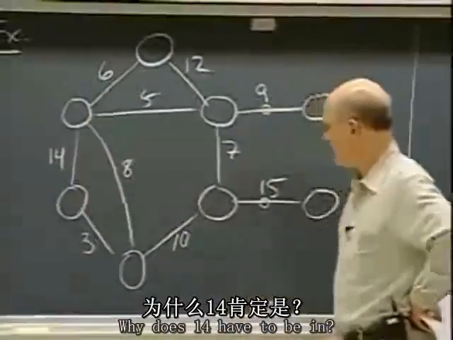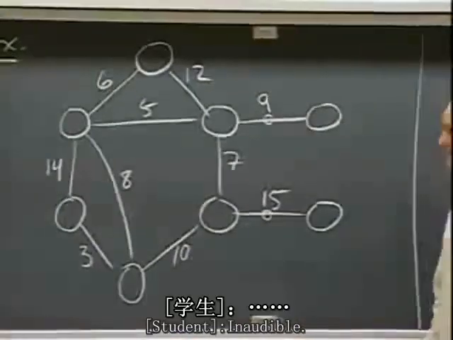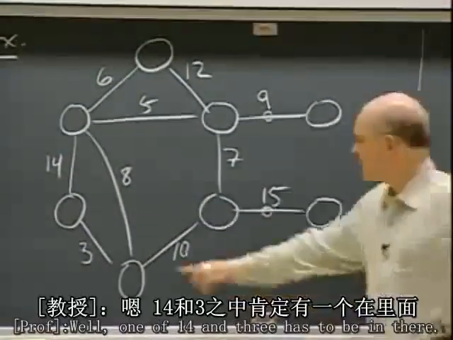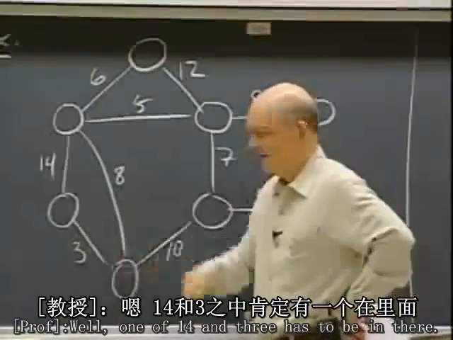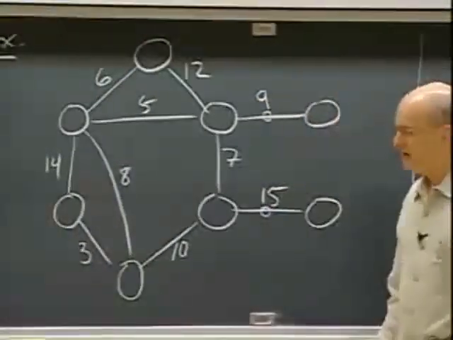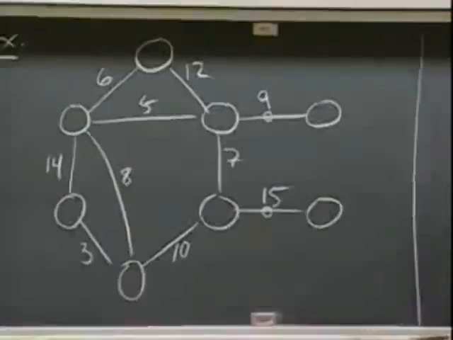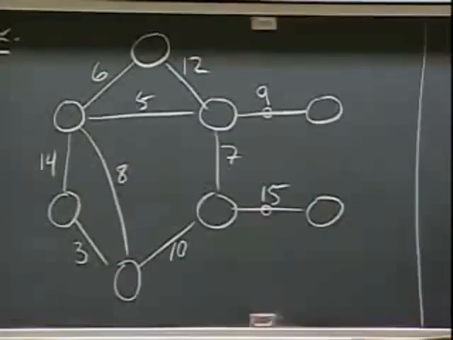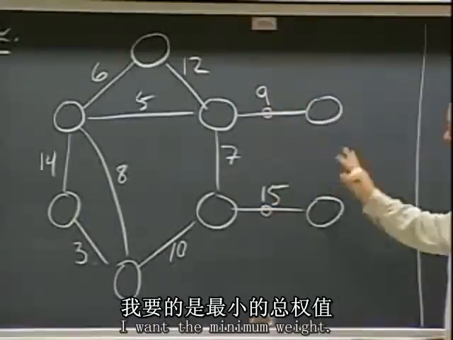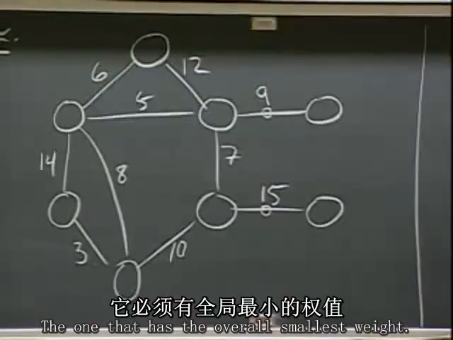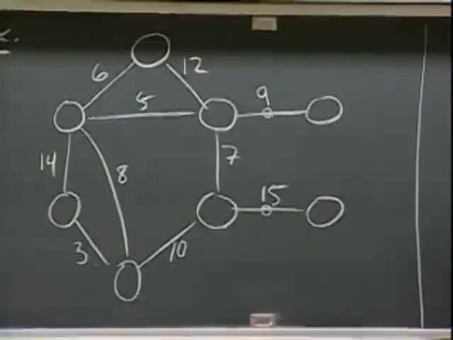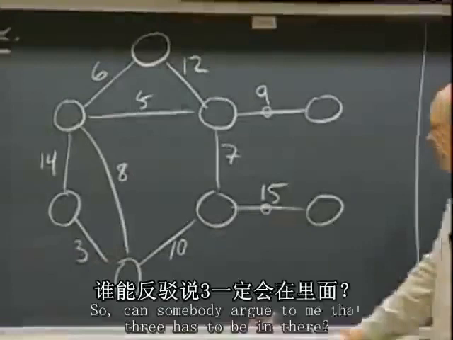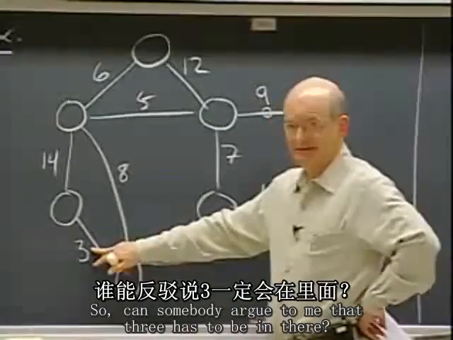Why does 14 have to be in? Otherwise, no, it's not acceptable. I mean, 14 and, well, 1 and 14 and 3 has to be in there. We want the minimum weight, the one that has the overall smallest weight. So can somebody argue to me that 3 has to be in there?